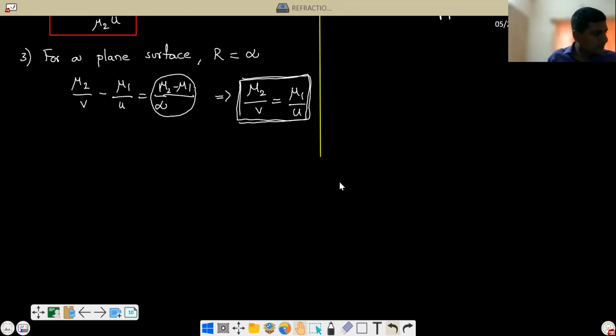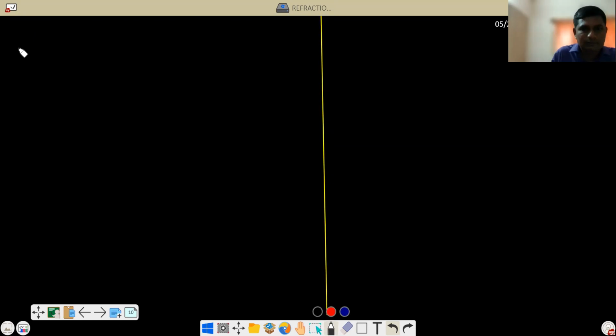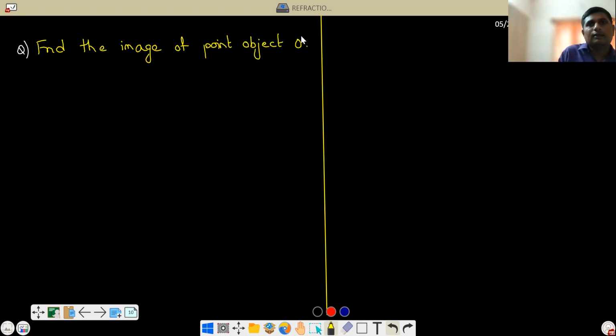Let us take one problem. Find the image of point object O. So in this entire ray optics, you'll have this one only. Find the image, find the position, find the nature. That's all. Okay. In optics, finding out the image. In current electricity, finding out voltage and currents. That's all. These are the two standard questions. Okay. Our next chapter is current electricity.